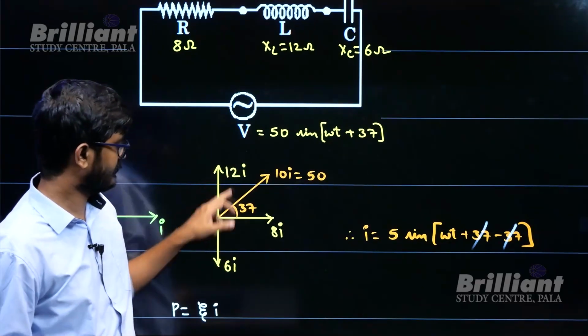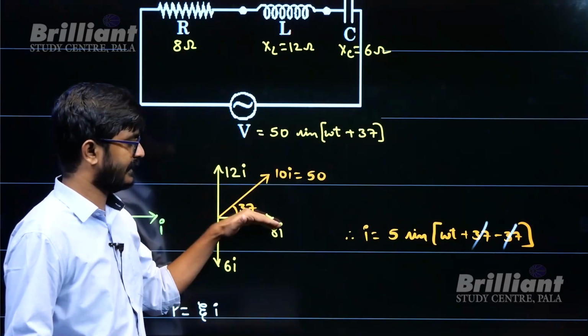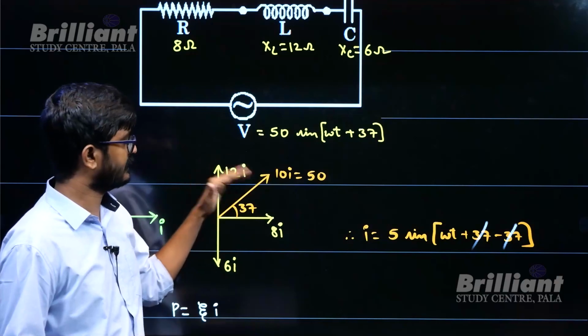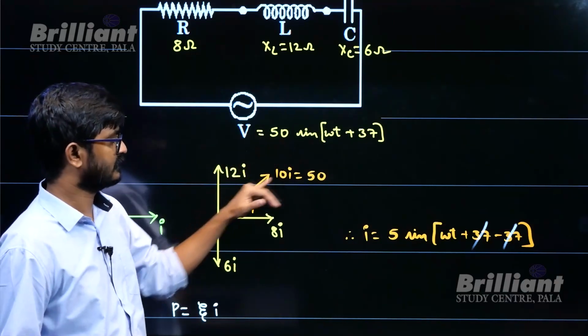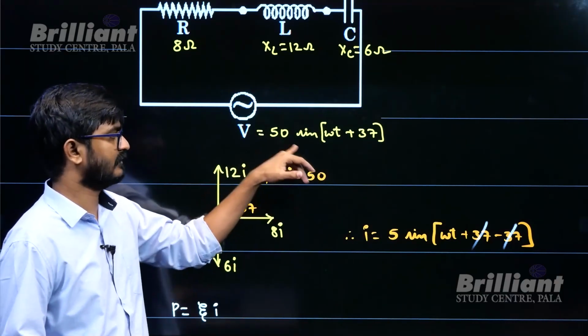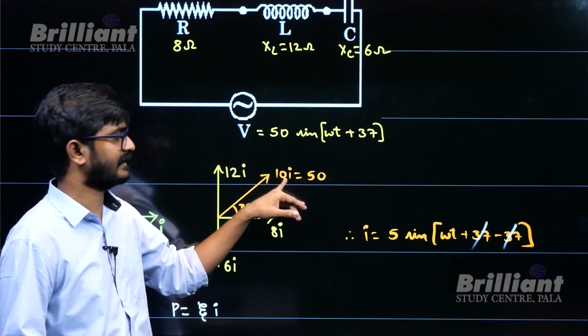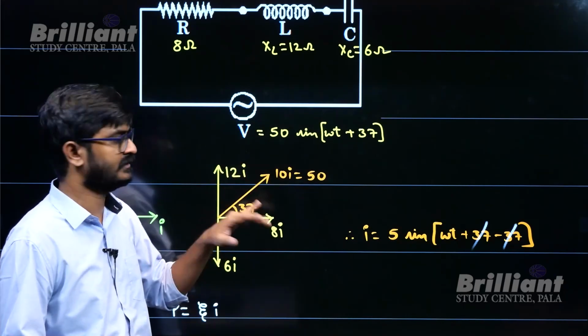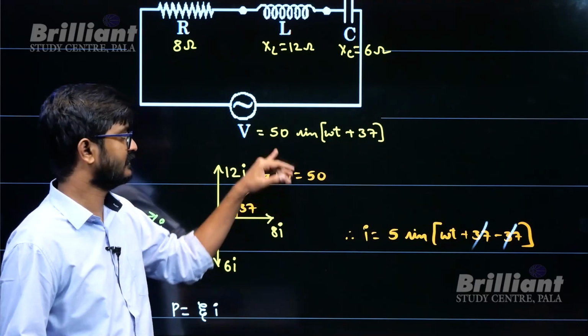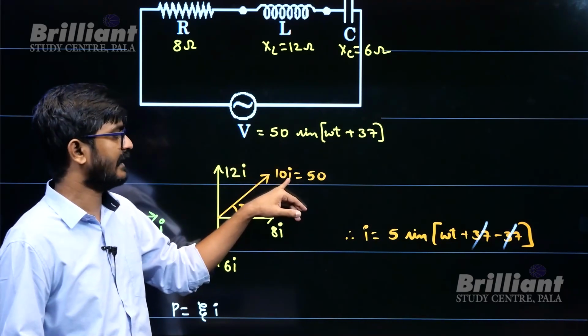Now this resultant is going to be 6i, 6i, 8i will be 10i. But we know the resultant of all this must give us the source, which is 50. I am talking about the maximum value here, so whatever I get will be the maximum value. How much is the maximum value? 5. So the resultant will be 10i, which must match the source voltage. So I maximum is 5.